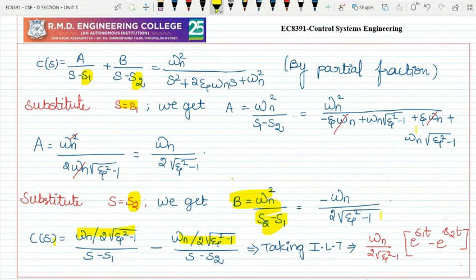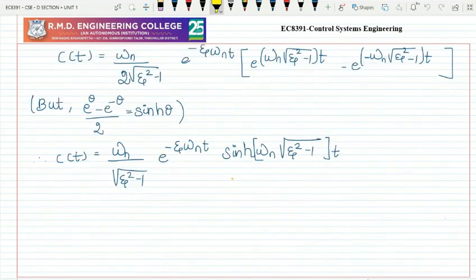So don't worry about the term, keep it as it is. See here, omega n by 2 into root of epsilon square minus 1. You have to keep it as it is. Now we have to consider the first term as 1 by S minus S1 and the second term as 1 by S minus S2. So we know the inverse Laplace gives e power s1t and e power s2t. That's all. Now afterwards we can simplify that equation, by substituting the s1 value and s2 value there.